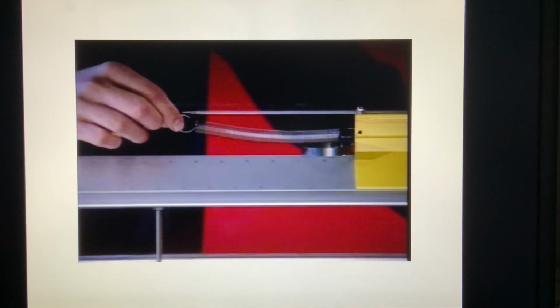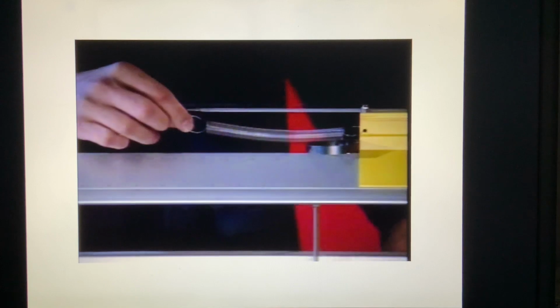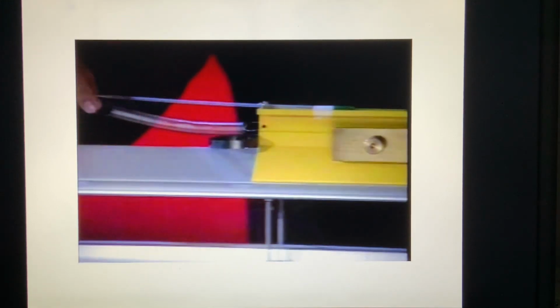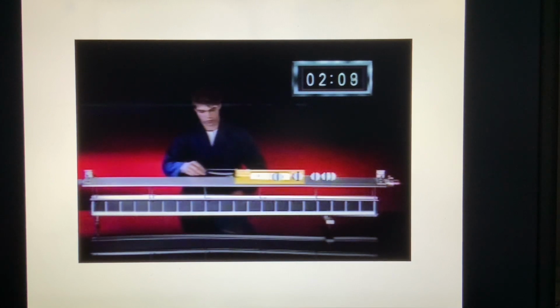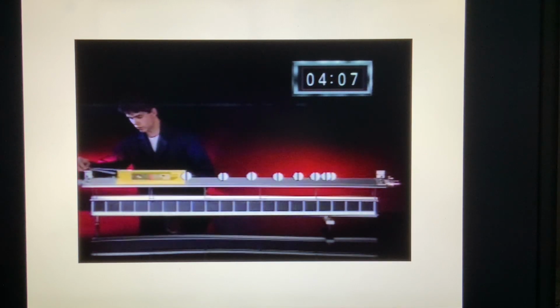When the spring is pulled out, it pulls on the glider with a constant force. The force from the spring accelerates the glider. Here is the same acceleration repeated, with dots on the screen recording the position of the glider every half second.